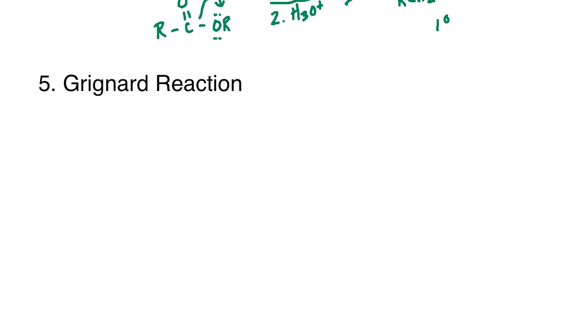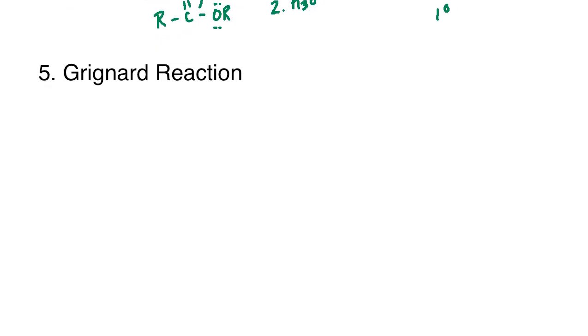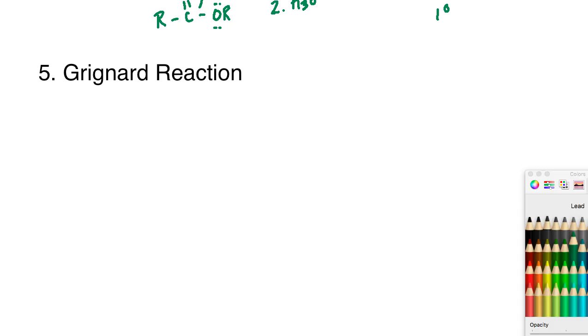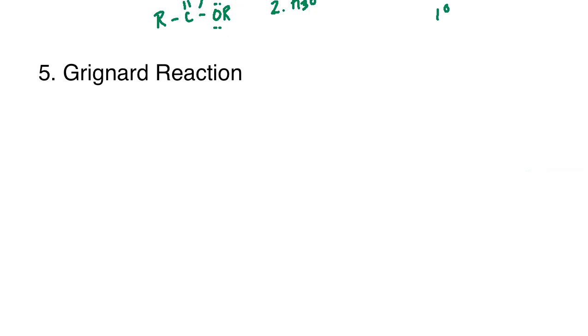So we now arrive at the Grignard reaction, which is one of the most prevalent reactions that students see throughout organic chemistry 2 when they're working with it. The Grignard reaction is a nucleophilic reaction. It also uses carbonyls, and it is very, very strong as far as its nucleophilic behavior.